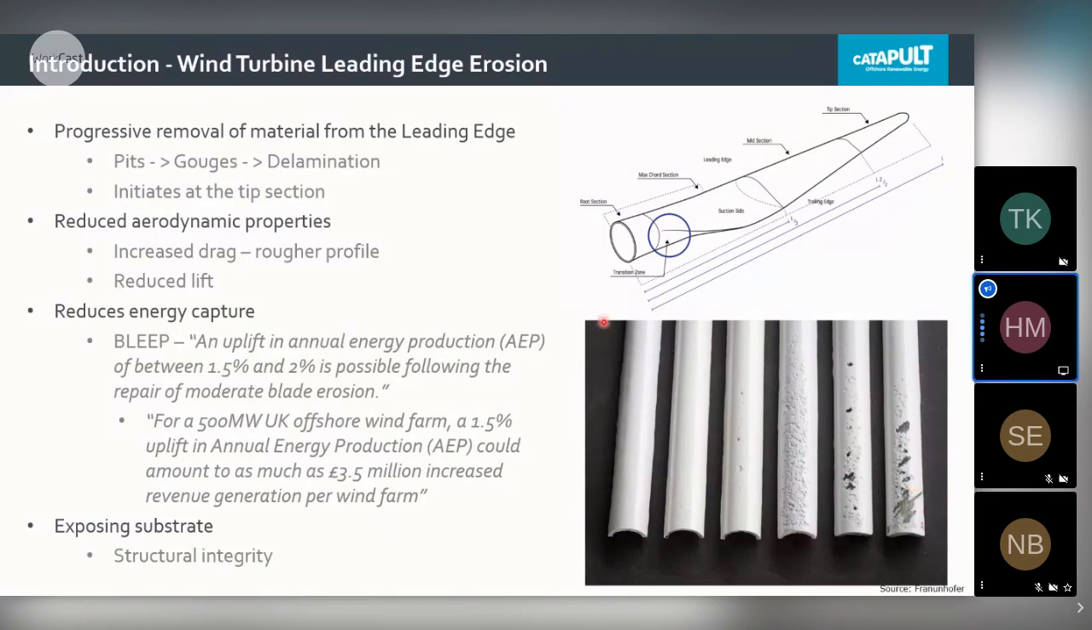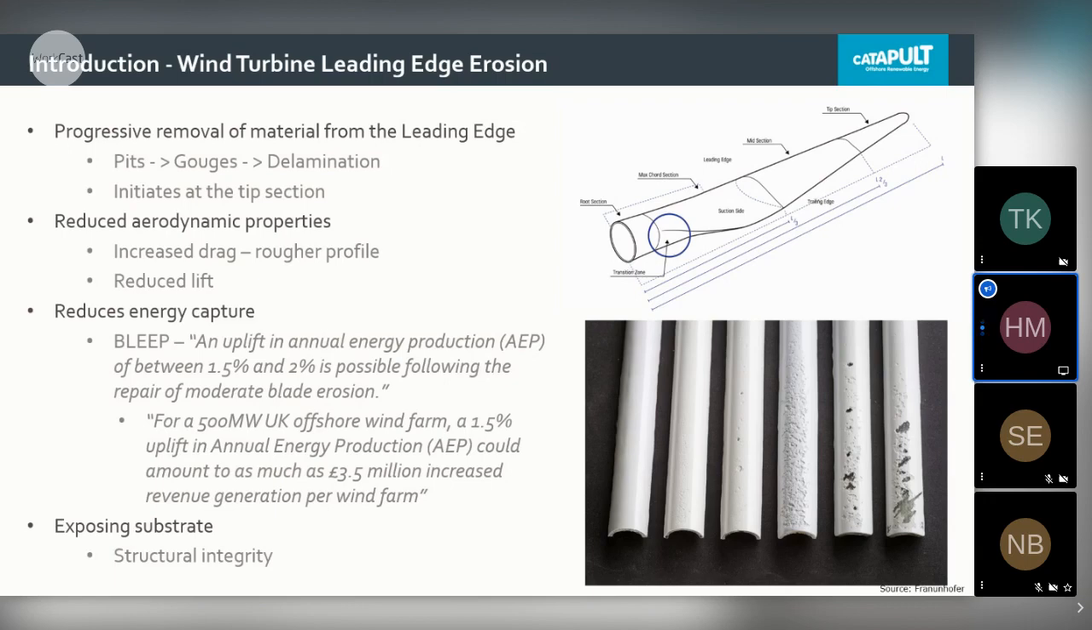And this also means for the wind turbine blade overall that it has reduced aerodynamic properties and increased drag due to the increased roughness on the surface of the blade, and also reduced lift due to the fact that you're slightly changing this very specifically designed shape of the wind turbine blade. And this reduces the efficient energy capture that the turbine is able to achieve.